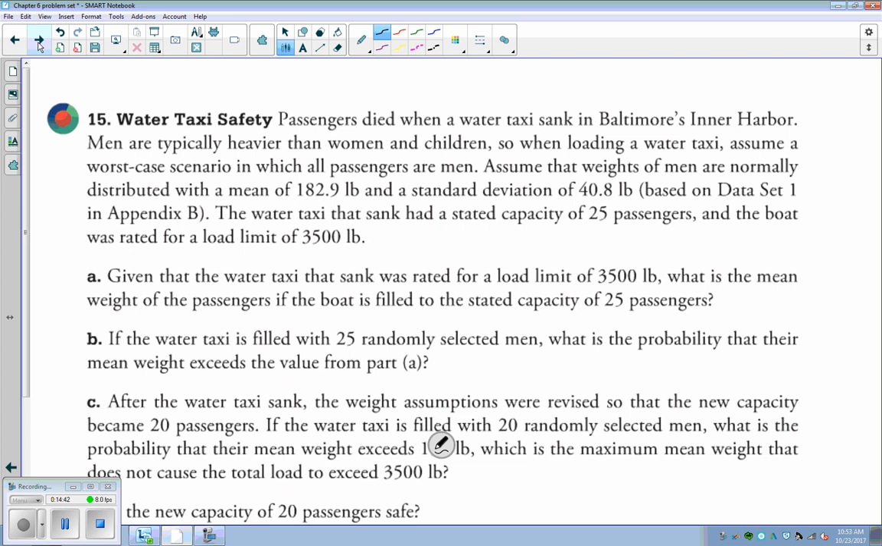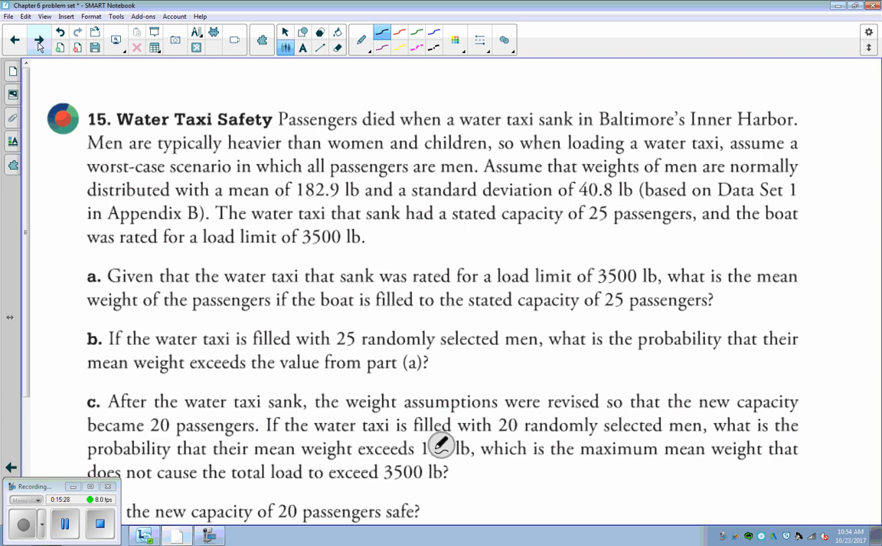Number 15, water taxi safety. Passengers died, this is for real, when a water taxi sank in the Baltimore's Inner Harbor. And a water taxi, they still have them at the Inner Harbor. You get on the little water taxi, which is a boat, and they take you to different areas of drop off in the harbor. So it says men are typically heavier than women and children. So when loading a water taxi, assume the worst case scenario. So the worst case scenario is going to be they are all men.